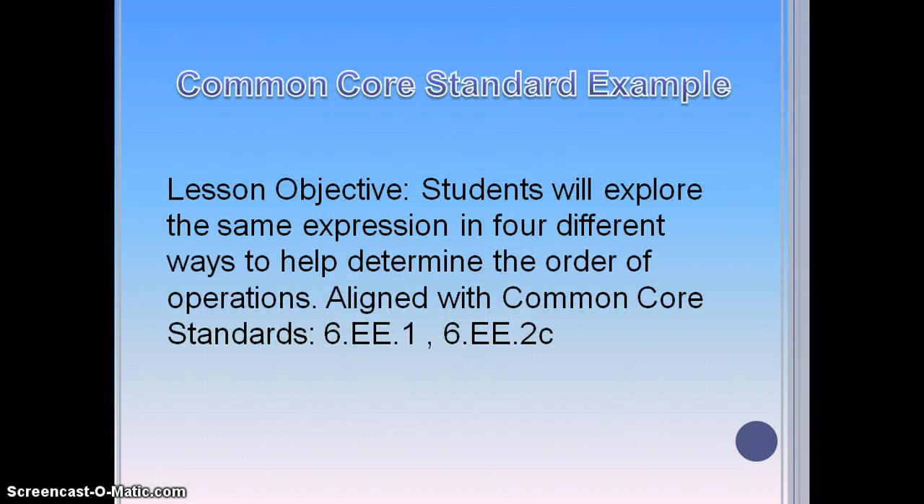This is a Common Core math example lesson objective, where the students will explore the same expression in 4 different ways to help determine the order of operations. They align with the Common Core standards that I showed you earlier in this slide. And this is something that I would use in my math lesson, where the objective allows students to explore. They can come up with different answers and explain their answers, and they can share their answers with students so that they can gain a better understanding of multiple ways to solve one problem. It also was built off the standard, so it aligns to it.